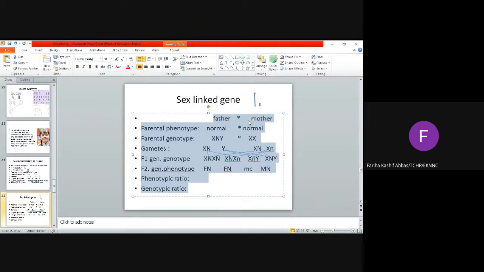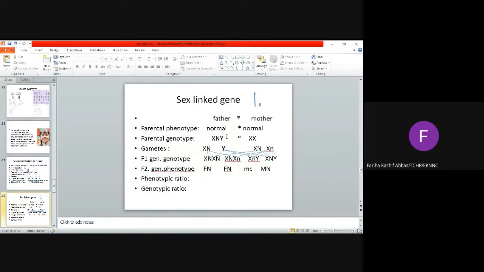If the father is normal, then his genotype must be X capital N Y. Why? Because on the Y chromosome, no sex linked genes are present, so there will be no color blindness allele. As the father is normal, his genotype must be X capital N Y. If it were X small n Y, small n would represent the color blindness allele, and the father would become color blind. So as the father is normal, the X chromosome contains the normal allele.